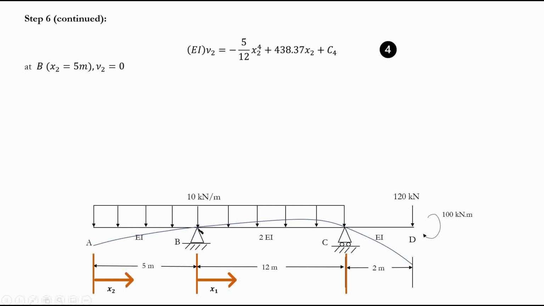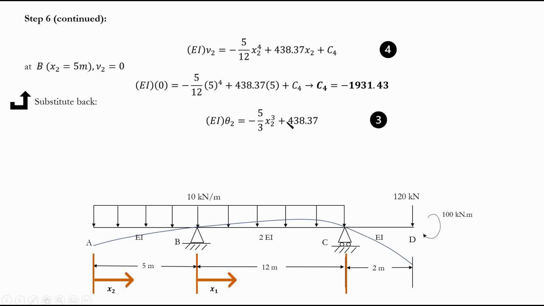My first condition was that the rotation left and right was the same. My second condition was that my deflection is 0 at point B. So here I put x2 equals 5, and C4 is what I'm going to find, but my nu is going to be 0. So I put the values like that, and for C4, I find this value.